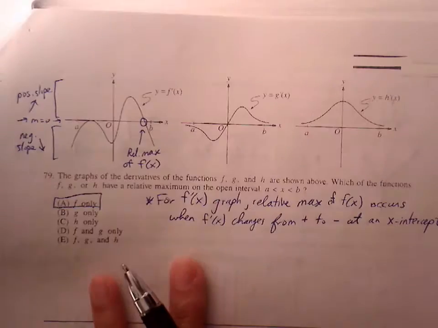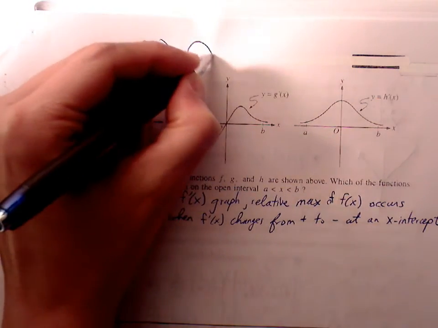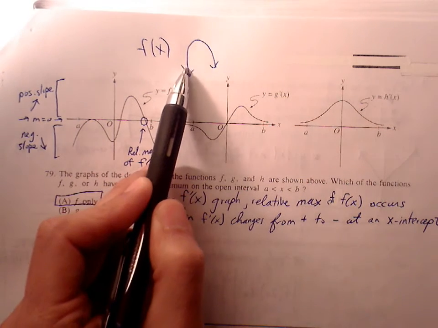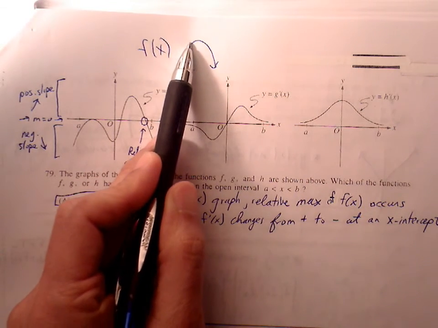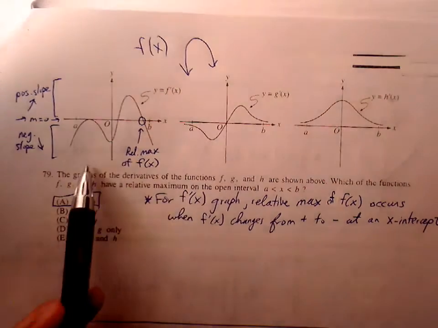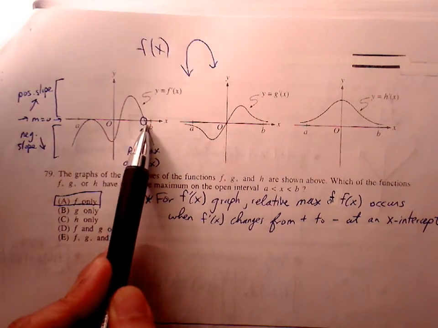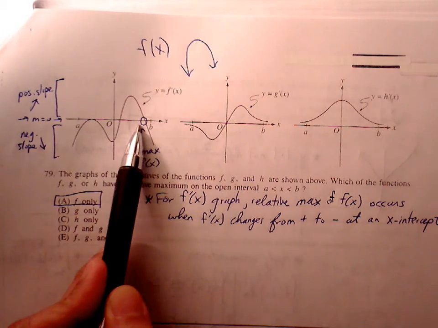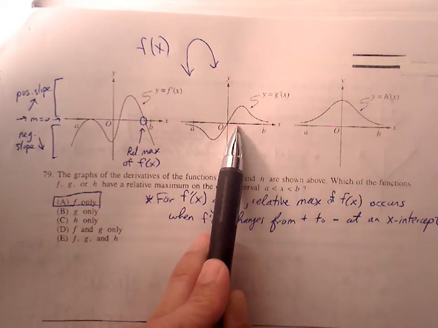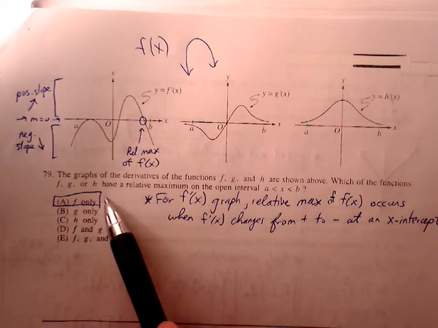So we know a relative max on the f of x graph is going to look something like this. Right? That's what a relative max looks like. A relative max is going to be where there's a change from a positive slope, turns to a slope of 0, and then goes to a negative slope. So that's what this point gives us. It has that positive slope behavior, slope 0, and it turns to a negative slope. So that's the only graph that has that behavior. We see these other graphs do not even have an x-intercept. So that just narrows down our answer choice to A, to function f.